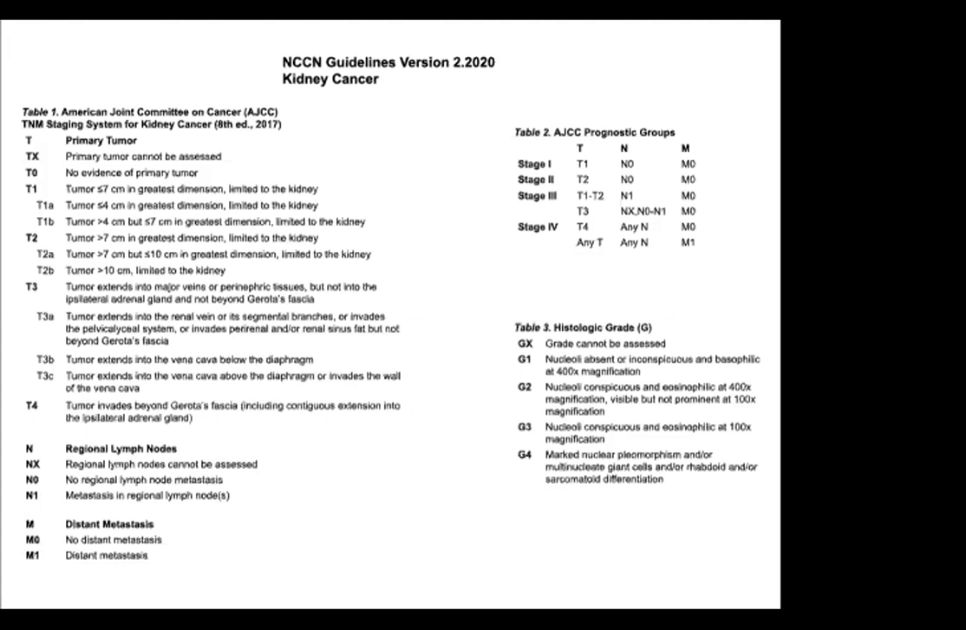T2, the tumor is greater than 7 cm in greatest dimension but is limited to the kidney. T3, the tumor extends into major veins or perinephric tissues but not into the ipsilateral adrenal gland and not beyond the Gerota fascia. And T4, the tumor invades beyond the Gerota fascia, including contiguous extension into the ipsilateral adrenal gland.